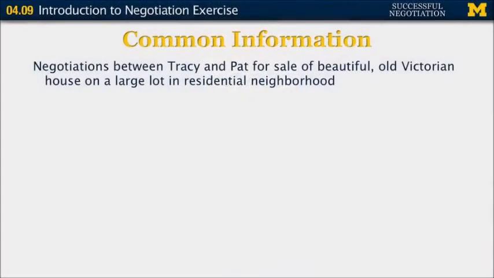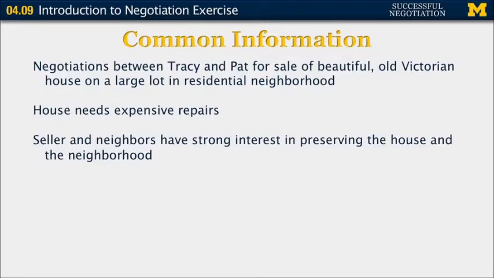You're going to have finally a chance to practice what we've talked about in the course. You will be negotiating an exercise called the House on Elm Street. And here is the common information from that exercise. This involves negotiations between Tracy and Pat. One of you will be Tracy, your counterpart will be Pat, for the sale of a beautiful old Victorian house on a large lot in a residential neighborhood. The house needs expensive repairs. The seller and neighbors have a strong interest in preserving the house and the neighborhood.